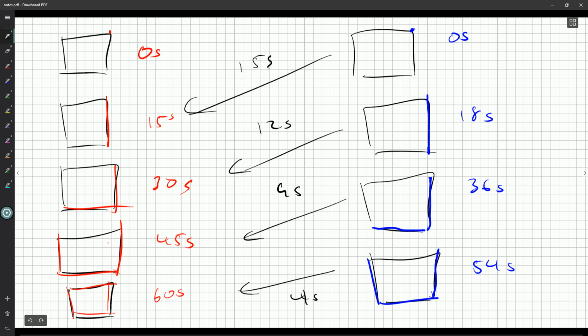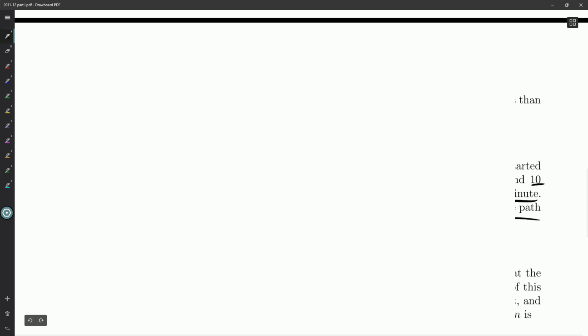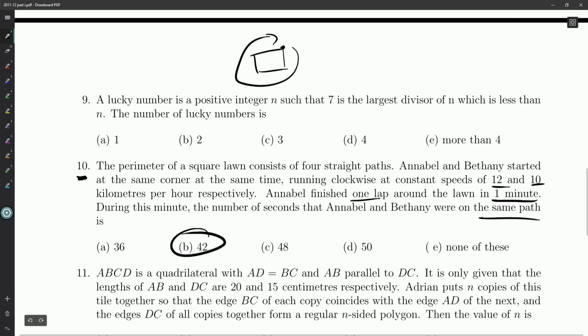But you seem to be losing... Oh, sorry, this should be 6. I was going to say, something felt odd. So we're losing 3 seconds each time. So 3 seconds per path is how much faster Annabelle is than Bethany. But 15, 12, 9, and 6. So that's 15, that's 15, so that's 30, so that's 42. 42 seconds out of that minute, they are on the same path. And that's an answer of B.